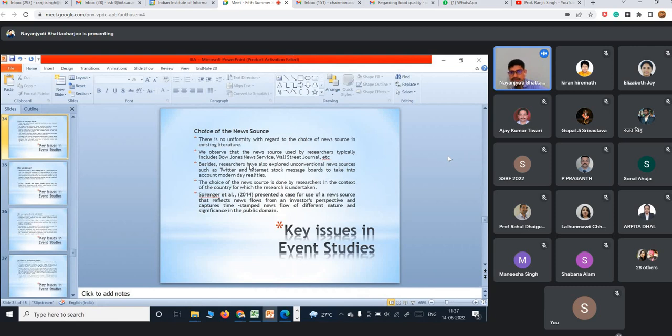Depending on the purpose of the study and the context of the country in which the study was done, news sources typically used by researchers include traditional sources like Dow Jones News Service and the Wall Street Journal. Again, unconventional news sources like Twitter and internet stock message boards have also been taken into account to reflect modern day realities. Because as you understand, nobody reads newspapers or solely relies on newspapers to get access to information which might have a potential implication on the stocks they hold.